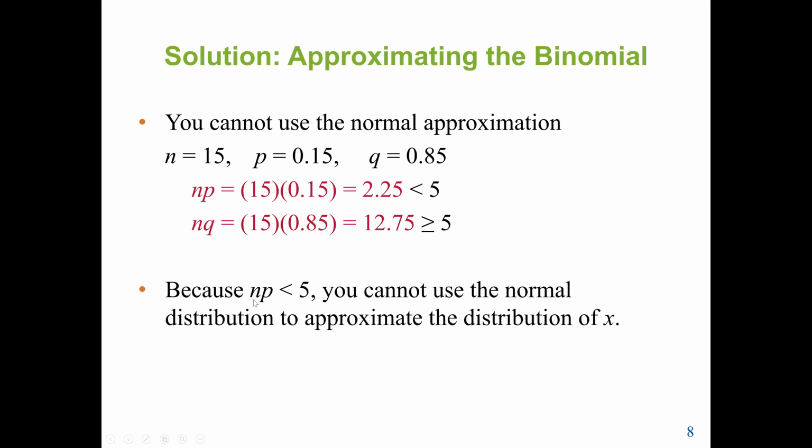So now, because np is less than 5, we cannot use the normal distribution to approximate the distribution of X. So we can't get the mean, and also we cannot find the standard deviation. Here we can see the problem is because of the sample size, and also the probability p is very low.